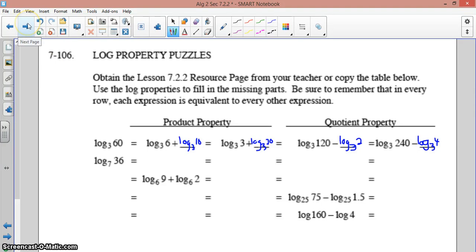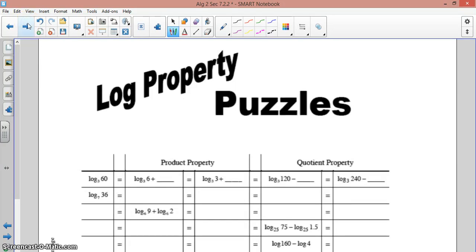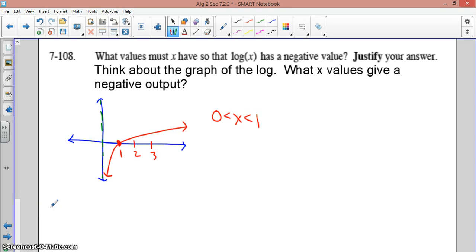If you need to pause the video, do so. And then last but not least, I want you to look at 7-108. The wording in the book might look a little strange, so I gave you a little hint: think about the graph of the log. What values of x give a negative output? We can see here on the graph, these x values give a negative output. So therefore your answer should be between 0 and 1.